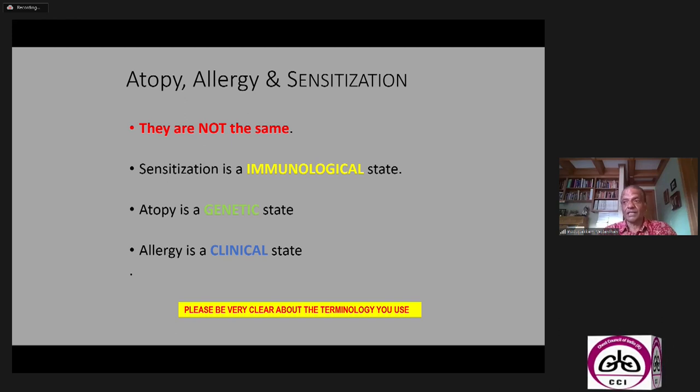So allergy is a clinical state, atopy is a genetic state, sensitization is an immunological state. The reason I am mentioning this is that when you do skin testing, when you do ImmunoCAP, when you are doing these types of laboratory techniques, you are not diagnosing allergy, but you are trying to find out whether the patient is sensitized or not. You are only trying to find out whether there is specific IgE present or not, because allergy is a clinical diagnosis. A clinical diagnosis is made only with the history, not with any lab test. And all of you are very experienced physicians and specialists, so this is something you already know very, very well.